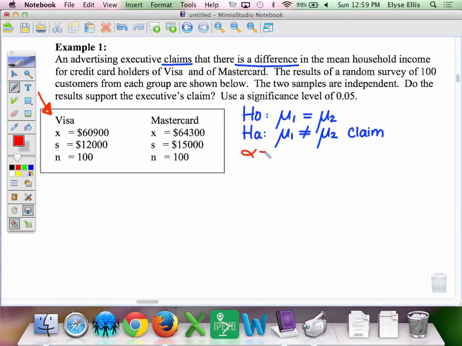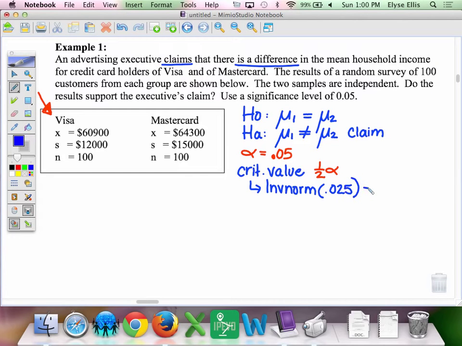All right, next we like to state our level of significance. They gave it to us as 0.05. That is helpful for the next step, our critical value, because this is a 2-tailed test. We need to take half of our alpha. Half of 0.05 is 0.025, and if I use my inverse norm in my calculator, it gives me 1.96. Since it is 2-tailed, you should add the plus or minus.